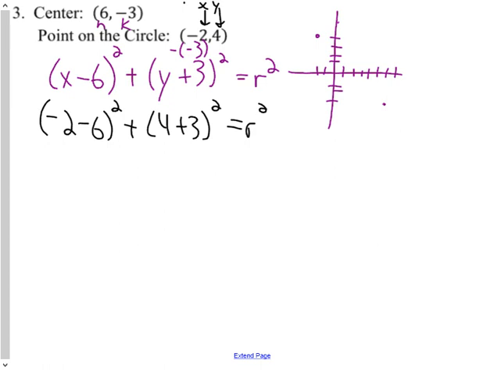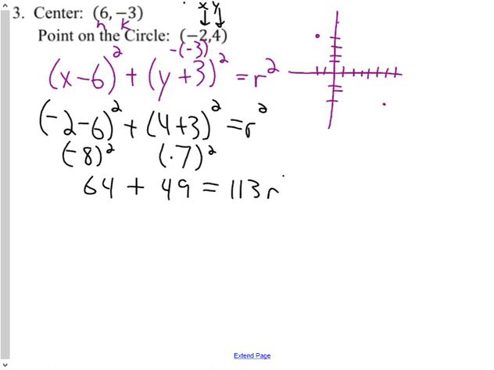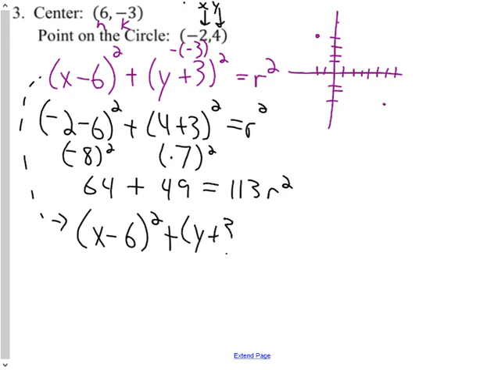And so now we're just completing the math. I've got 7 over there, minus 8 here. And when we square it, 64 plus 49 is going to give us 113, and that is r squared. And so now I'm just going to rewrite this first equation with r squared built in. X minus 6 squared plus y plus 3 squared equals 113.